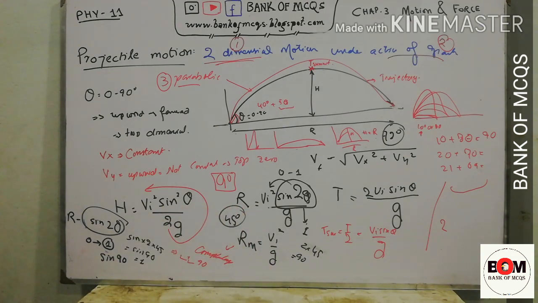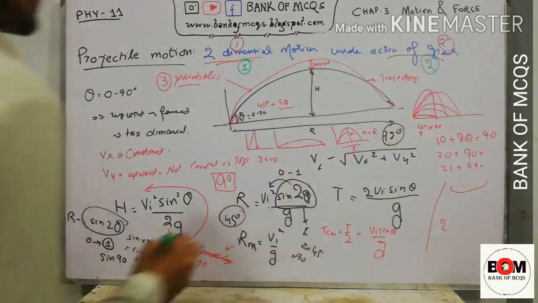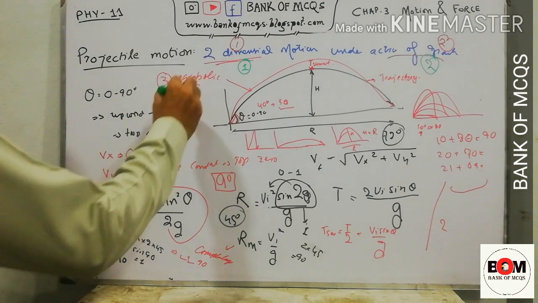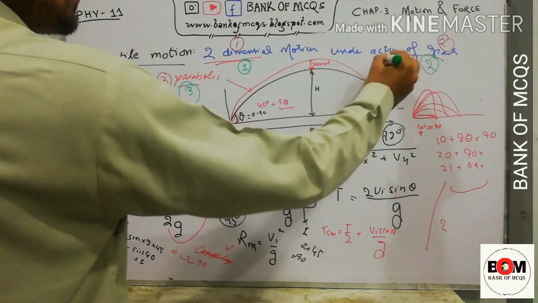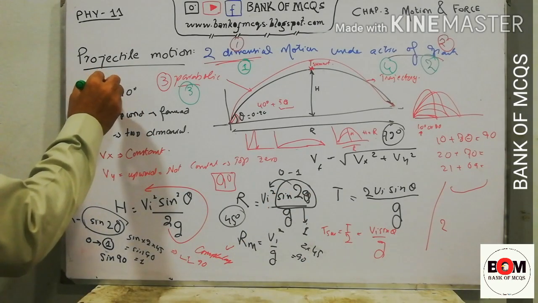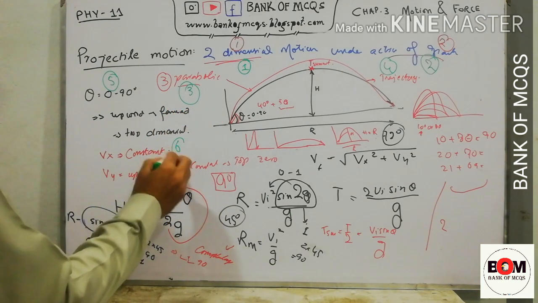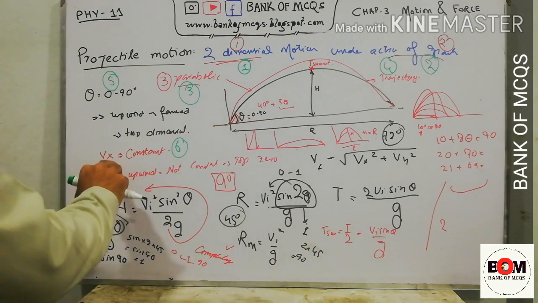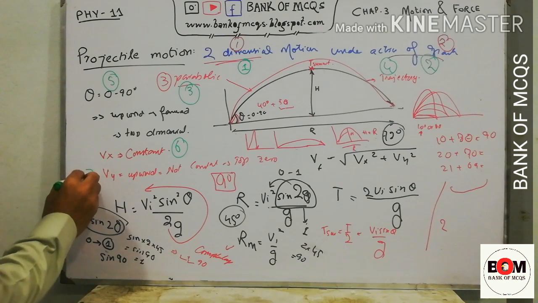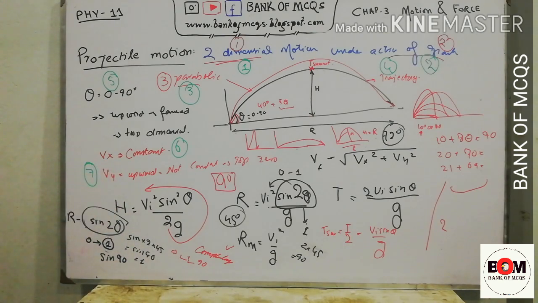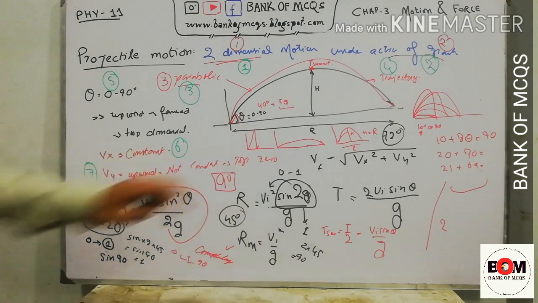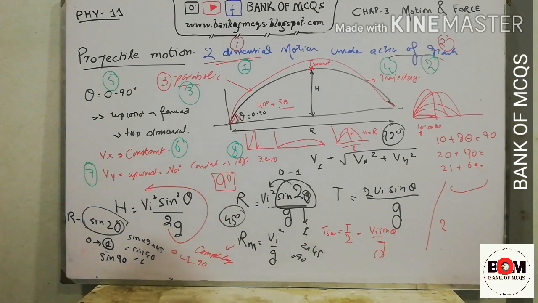Now let's give a quick revision. A two-dimensional motion is called projectile. The important points in projectile are, number one, that this is two-dimensional motion. The second is that it is due to the force of gravity. The third is that the path followed by a projectile is parabolic. The fourth is that the path is called trajectory. The fifth is that the angle is 0 to 90. The sixth is that the x component of velocity is constant. The seventh is that the vertical component of velocity is not constant, and at the top it is 0. This is point number 8.